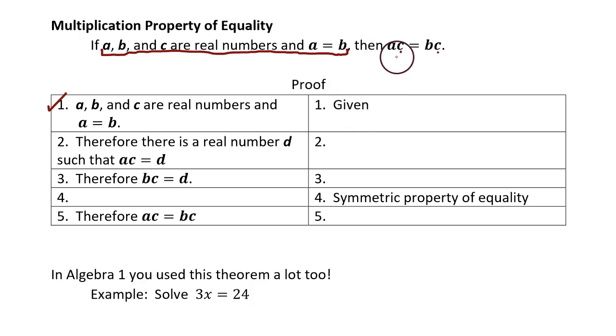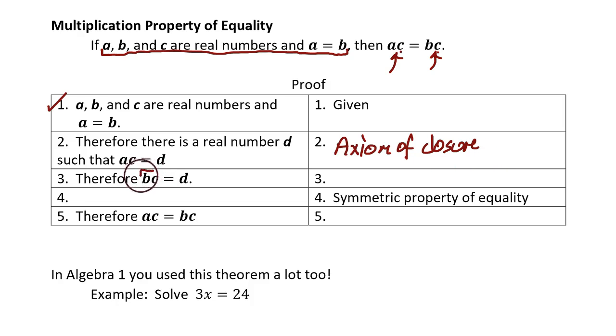Next, we want to take a look at what we're trying to create. It has A times C and B times C. So we want to ensure that those are real numbers. So let's write this statement. Therefore, there is a real number D such that A times C equals D. The reason that we know A times C is a real number is because of the axiom of closure. If you multiply together two real numbers, you're guaranteed to get a real number.